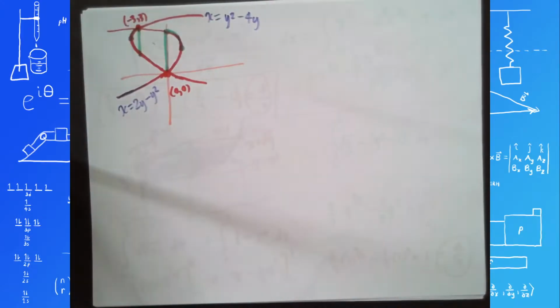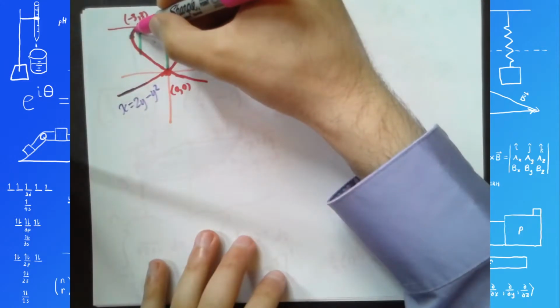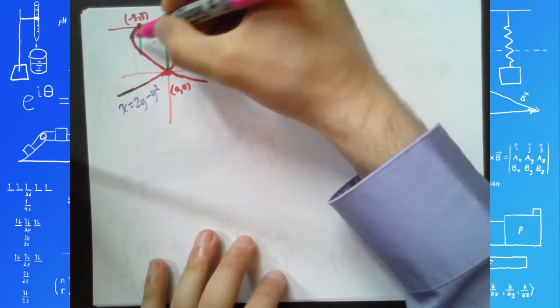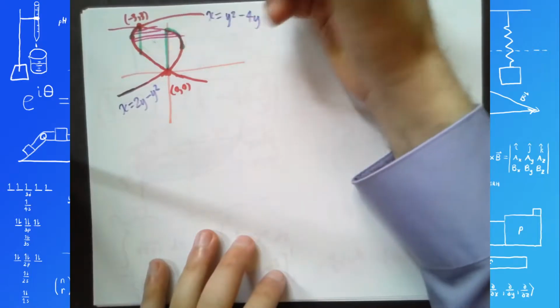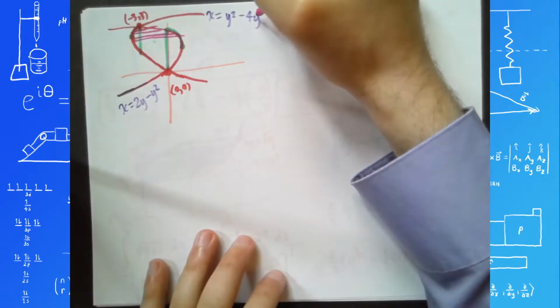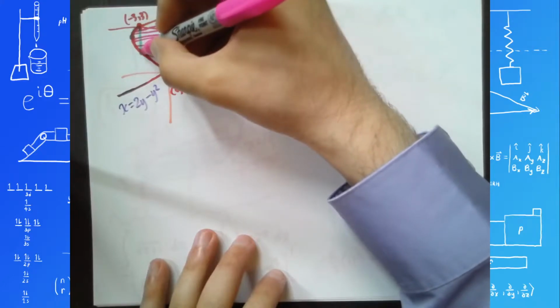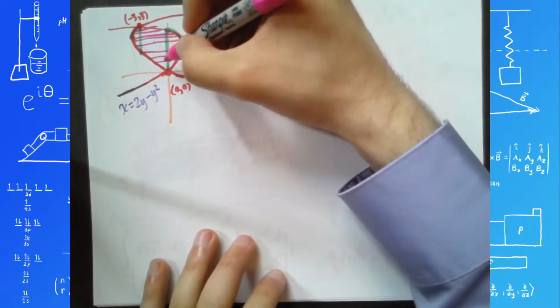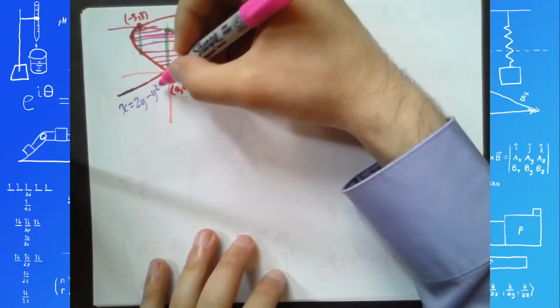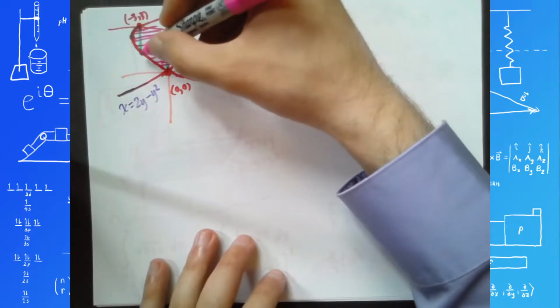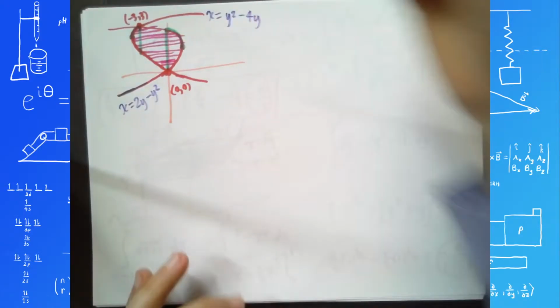Not worth it. It's easier to integrate horizontally because horizontally the left curve is always the x equals y squared minus 4y curve, while the right curve is always 2y minus y squared. X equals 2y minus y squared.